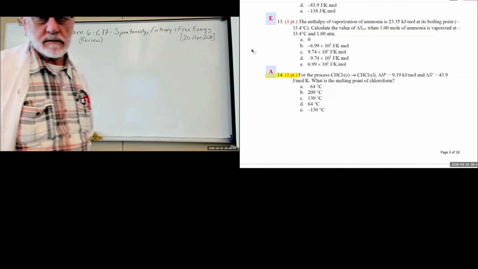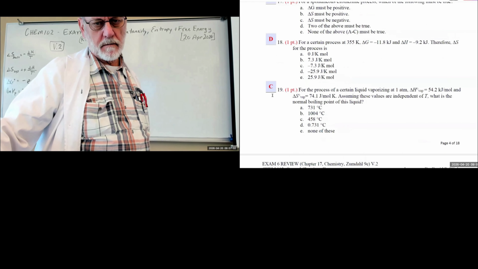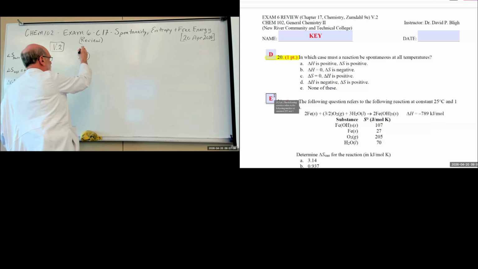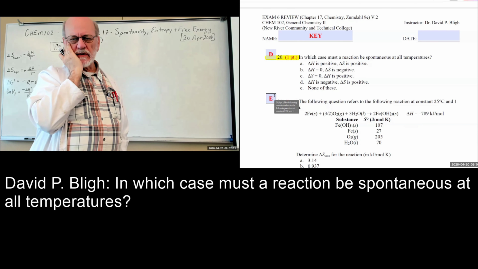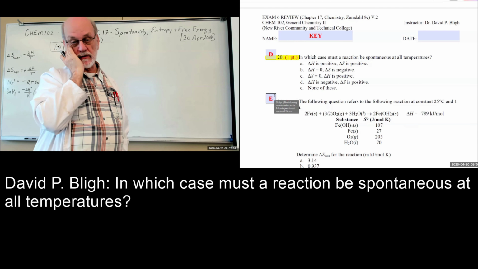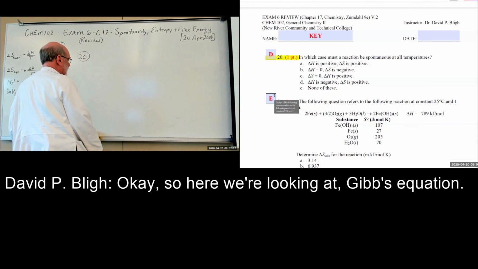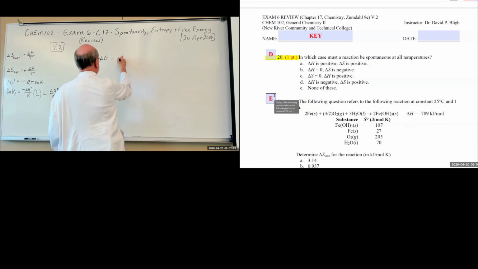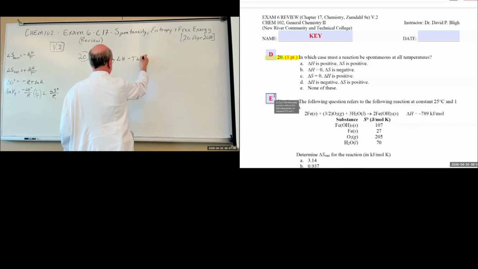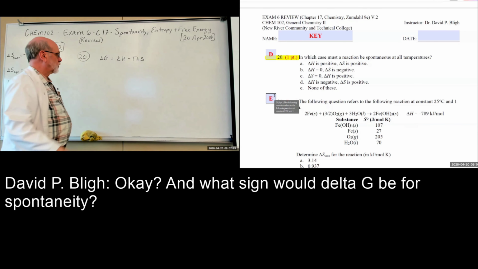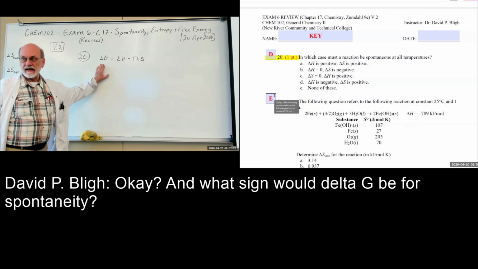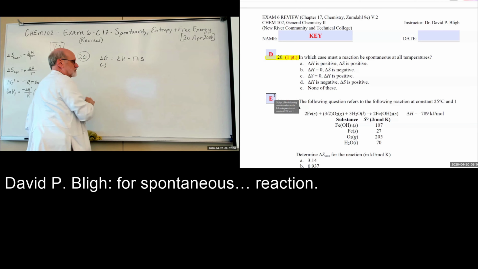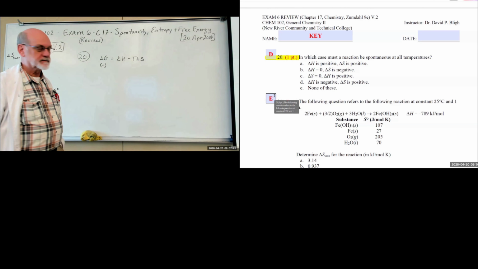Okay, next. Number 20. In which case must a reaction be spontaneous at all temperatures? Okay, so here we're looking at the Gibbs equation. Okay, and what sign would delta G be for spontaneity? Negative, right? So this has to be negative for a spontaneous reaction.